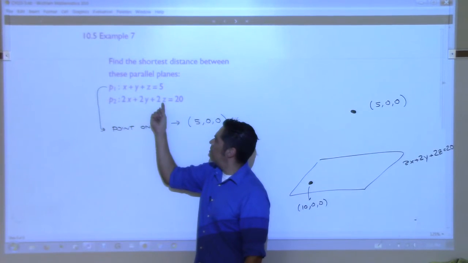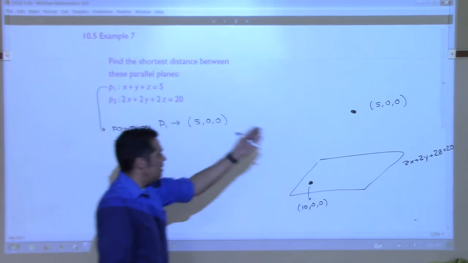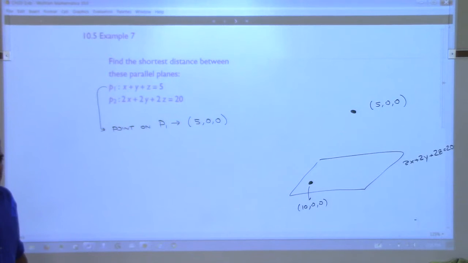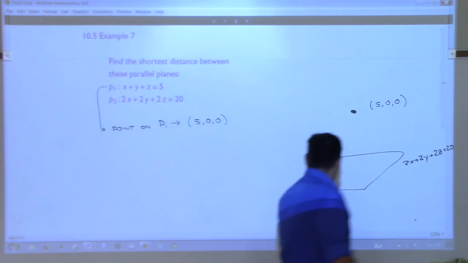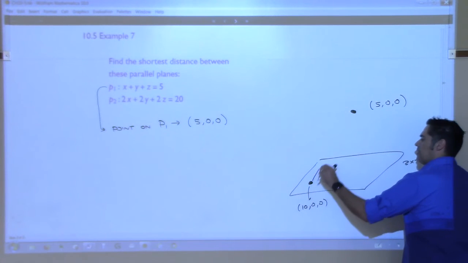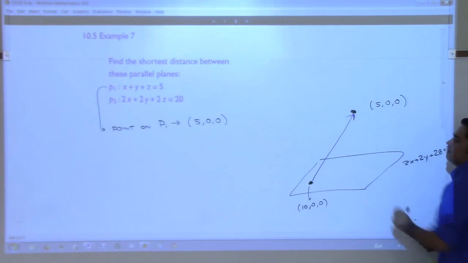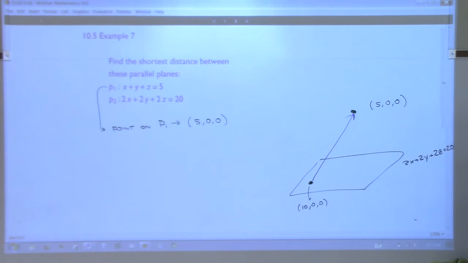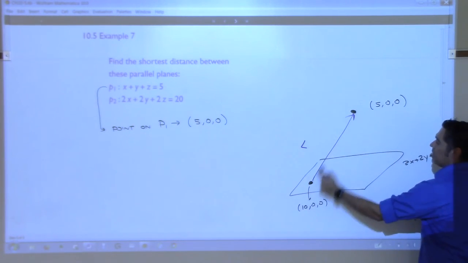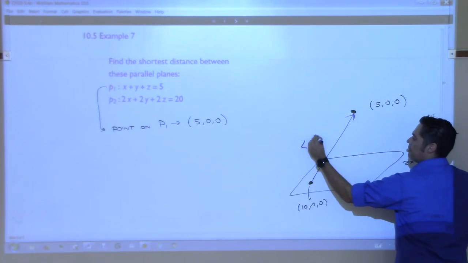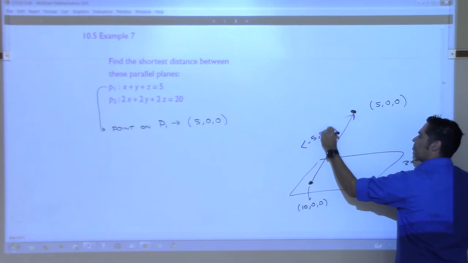10, 0, 0, 10, 20, right? So that point lives on the other plane, yeah? Agreed? Now what I'm going to do is draw a vector that goes from here to here. What's that vector that goes from there to there? -5. So this vector is the vector from here to here: -5, 0, 0.